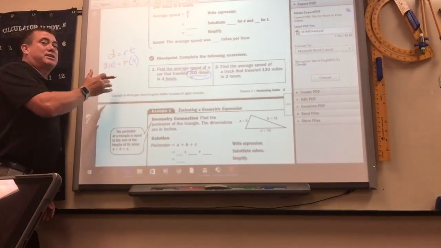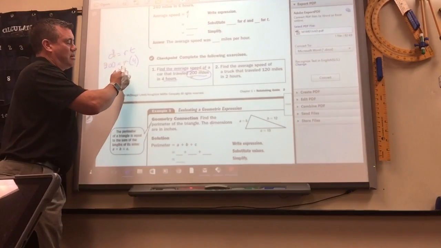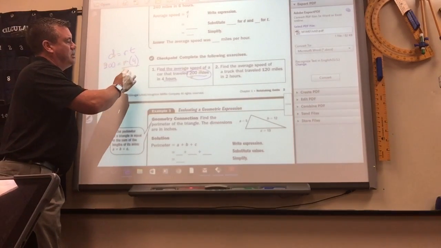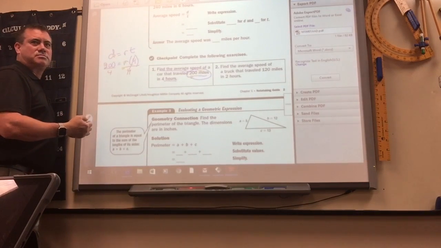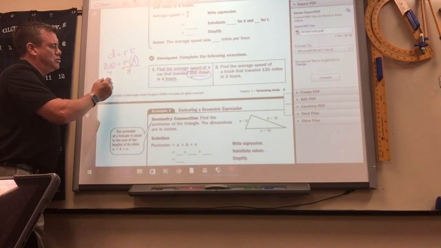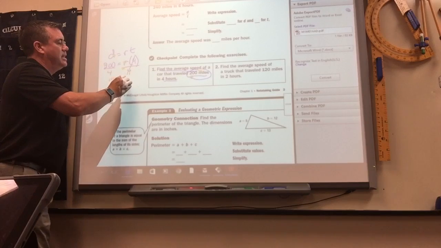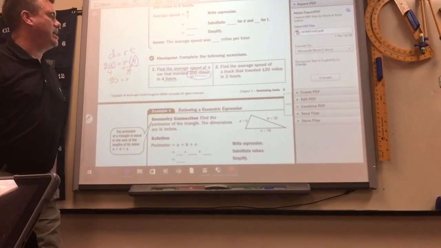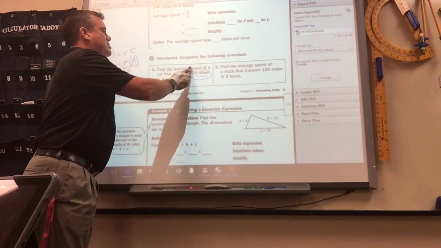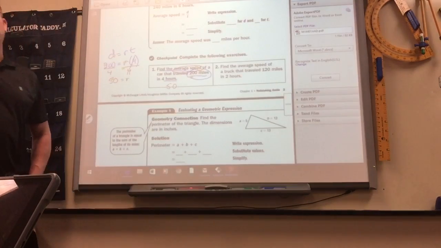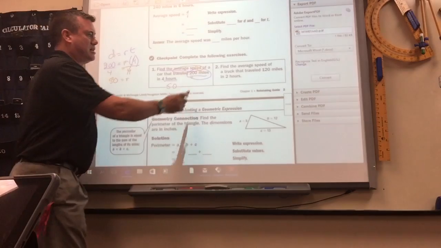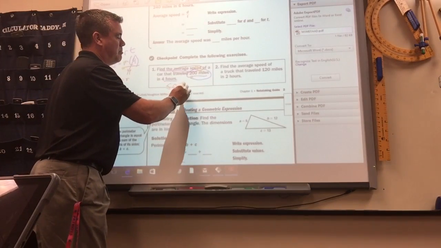Remember how you solve it? To get the R, this is an equation now, not an expression. You got to divide by 4. Do the opposite to get rid of it. So 200 divided by 4 is 50. Now, here's one where you'd have to label. Since it's the average speed, it would be labeled 50 what? Miles per hour, because it's miles an hour. So you can just put MPH.